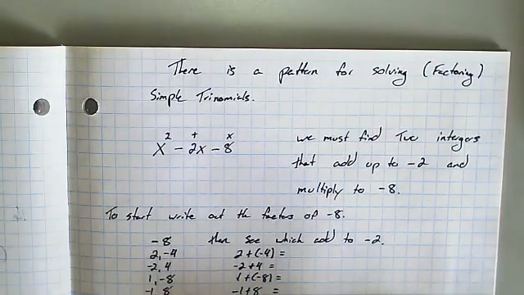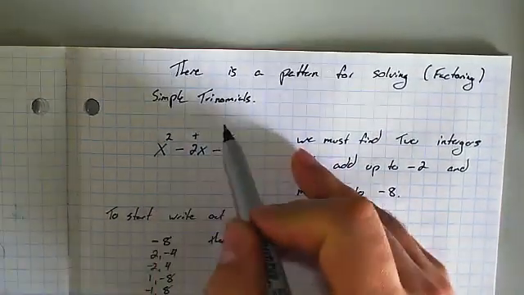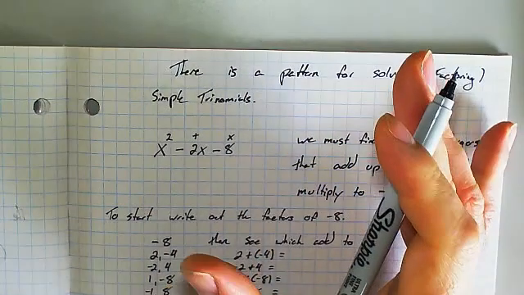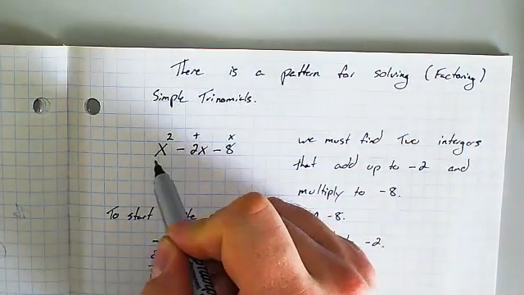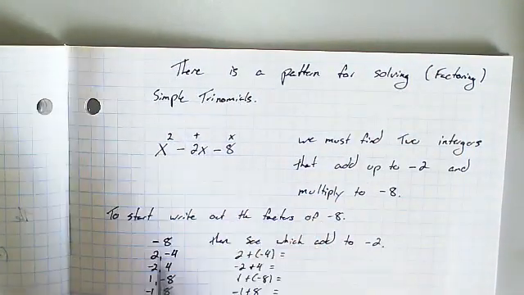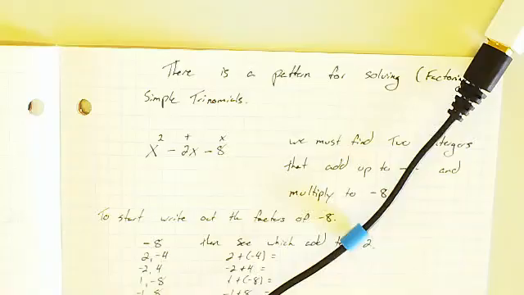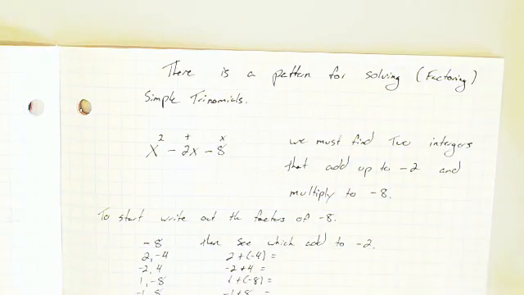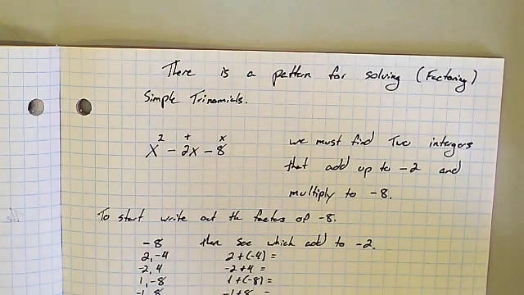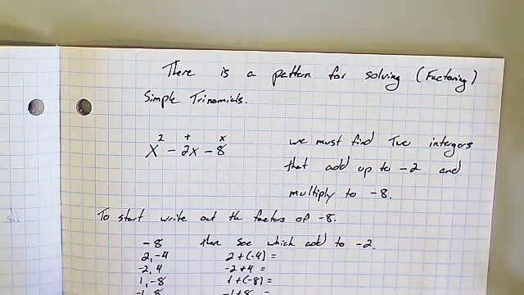There's a pattern to doing this, and a little bit of a trick. We will still call these simple trinomials. We'll get into that later on, because a simple trinomial does not have a number in front of x squared. A complex trinomial will, but that's about 2 or 3 lessons away.